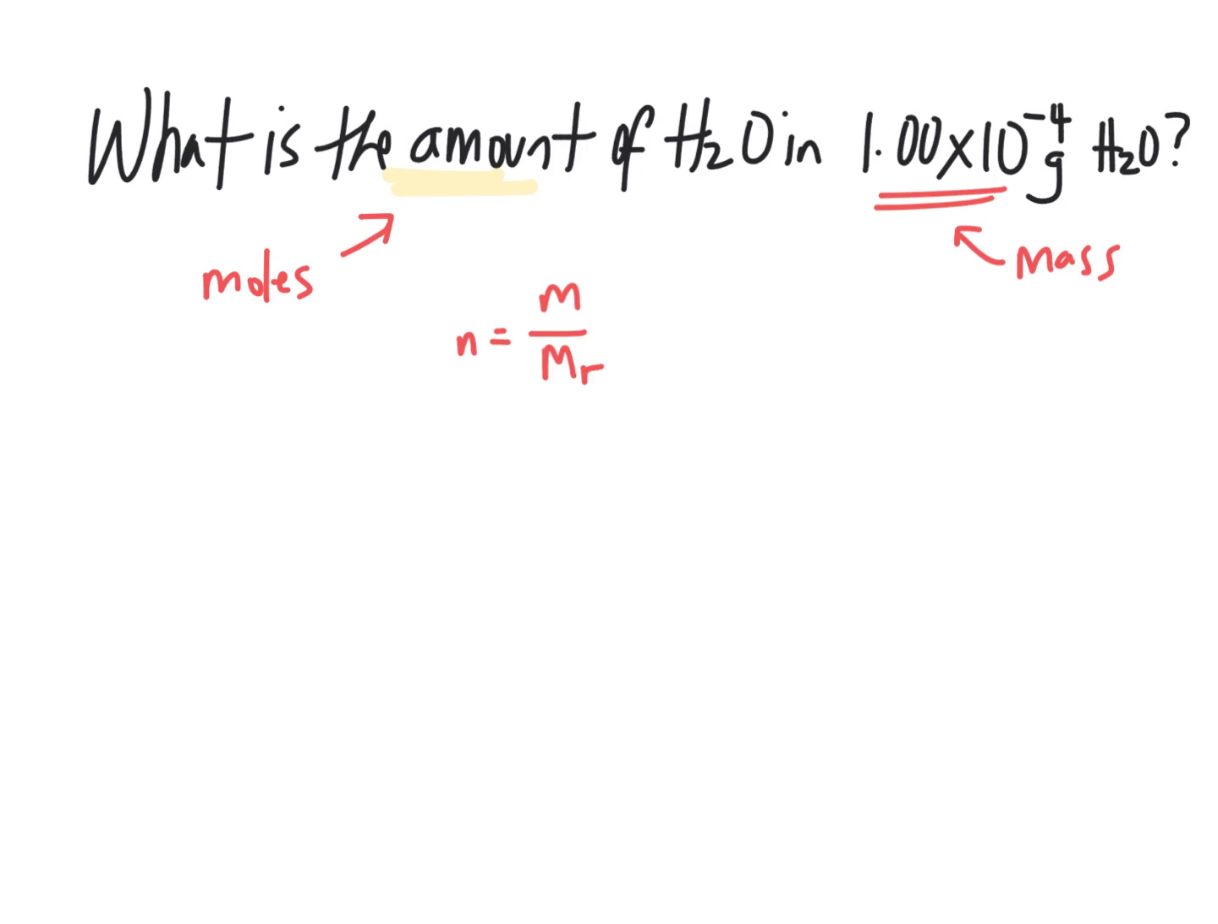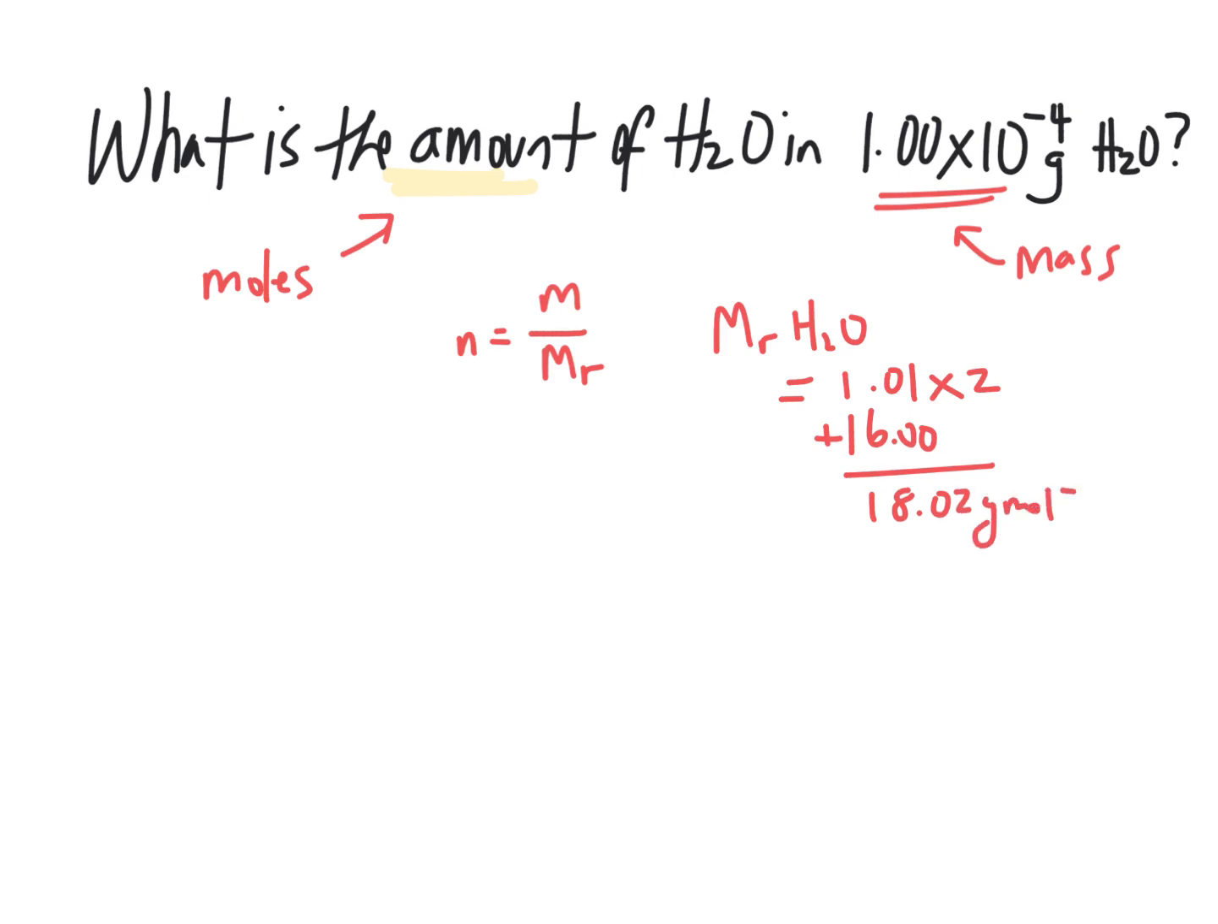We can find the relative molecular mass of H2O from the periodic table. So hydrogen is 1.01. There's two of those. And then to that, we're going to add the mass of oxygen, which is 16. There's one of those. So it's going to give us 18.02 grams per mole. That is the relative molecular mass of water. Okay, so then we have the mass. We're going to sub that in there, and sub this in there.